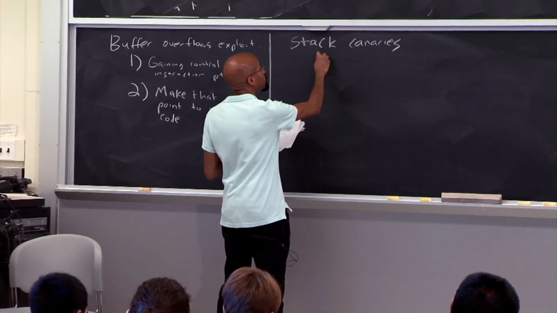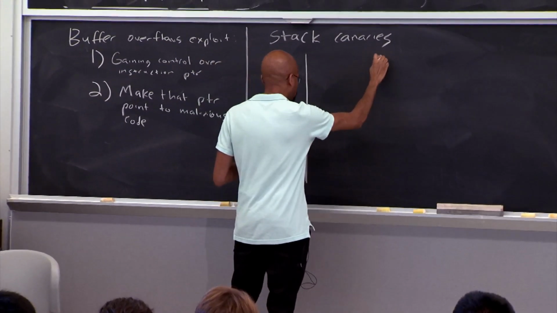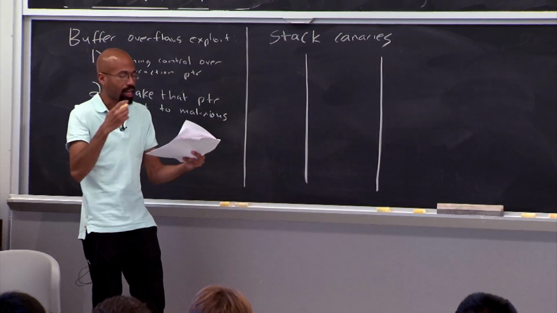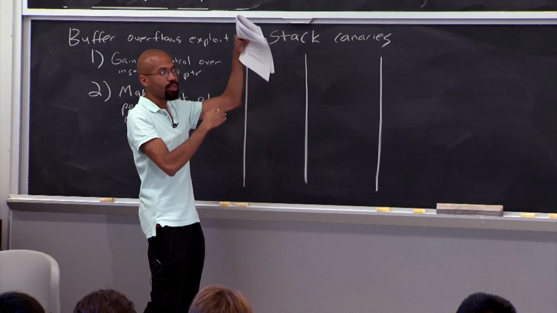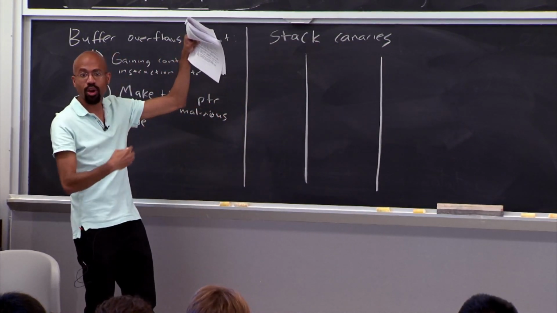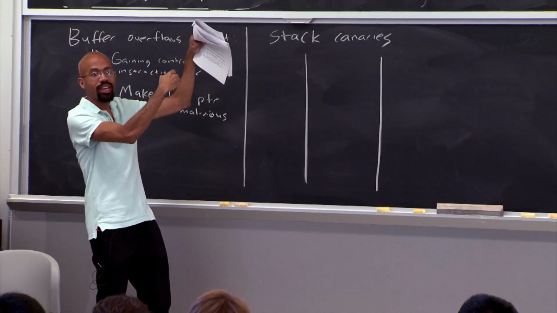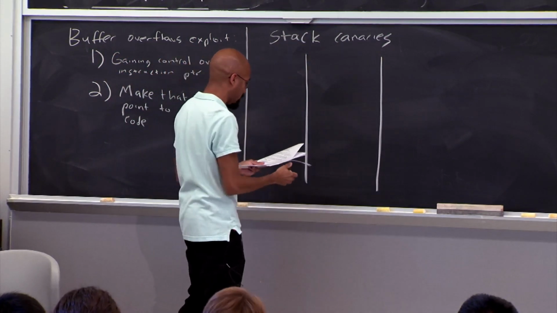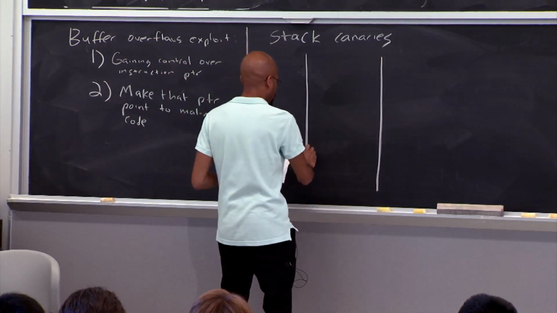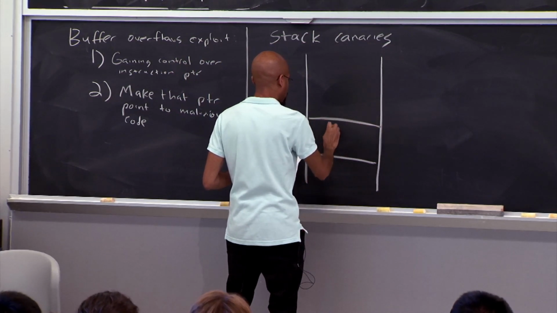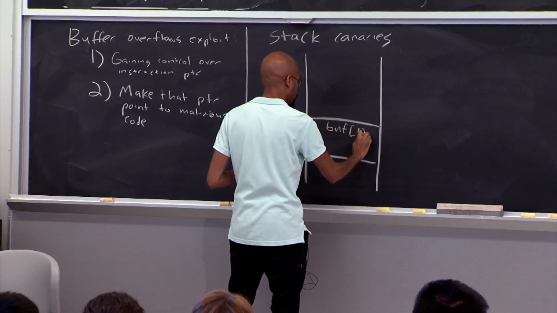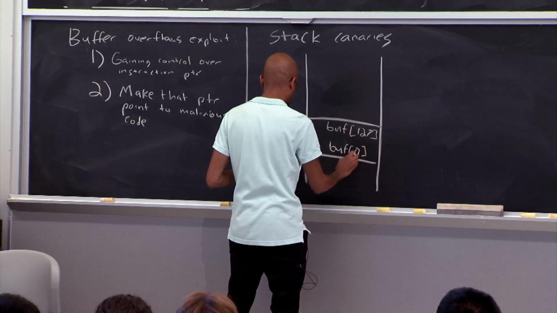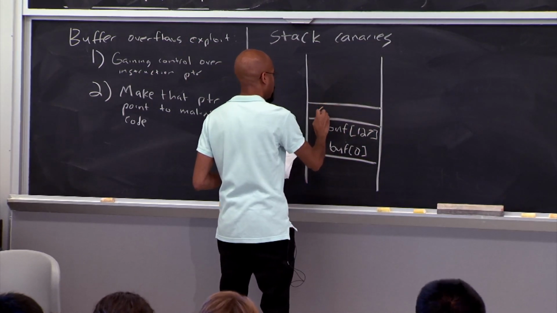So let's return to our stack diagram. Essentially, we have to think of it as a magic value, basically in front of the return address, such that any overflow would have to hit the canary first and then hit the return address. And if we can check that canary before we return from the function, then we can detect the evil. So let's say that, once again, we've got the buffer here. And then we're going to put the canary here.